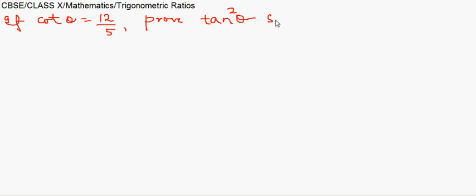It says if cot theta is equal to 12/5, we have to prove a certain expression. Prove that tan square theta minus sine square theta is equal to sine 4 theta and sec square theta.